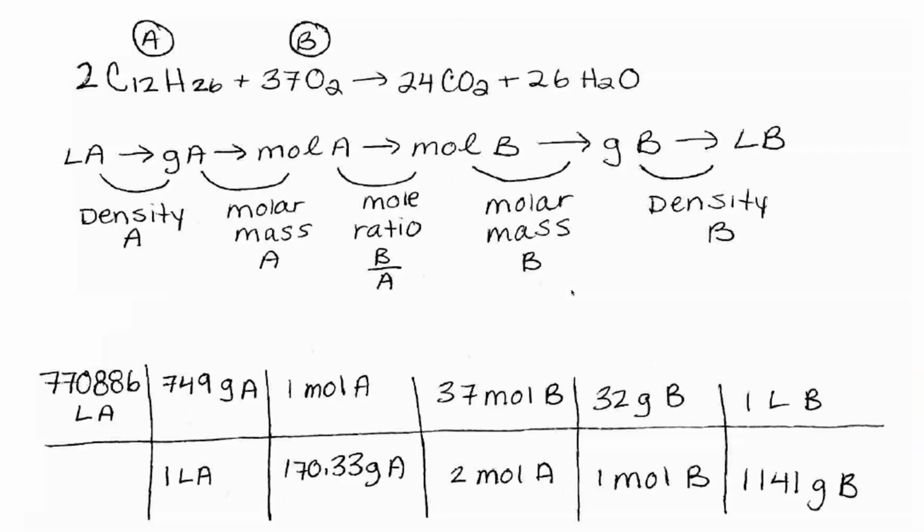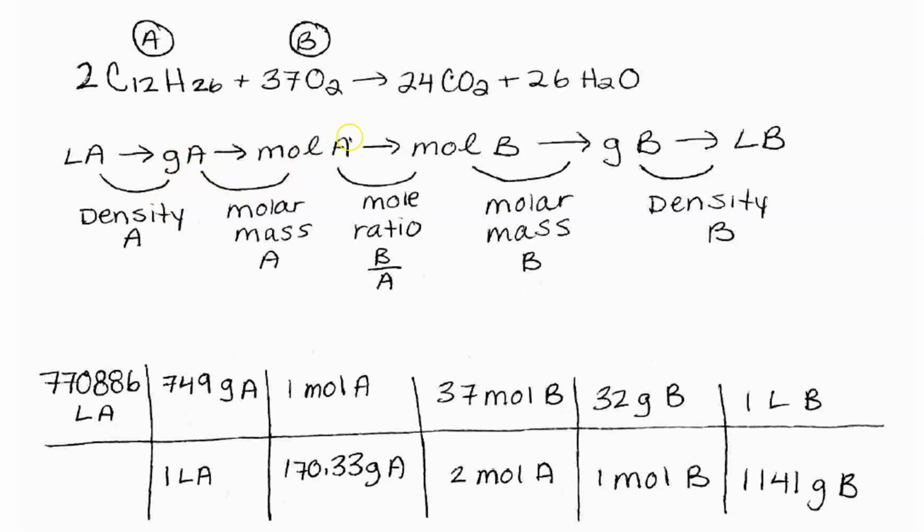Oh, lost my picture. All right, so here's our goal. We know that kerosene is our A value as given. We know that oxygen is our B value, the thing we're solving for. So this is not LA like Los Angeles. This is liters of A converted to grams of A using density. Then we'll take our grams of A to moles of A using molar mass, which you can figure out with the periodic table.